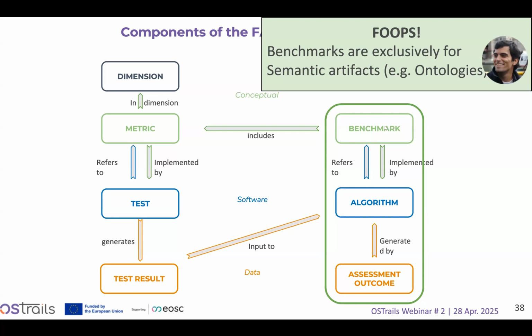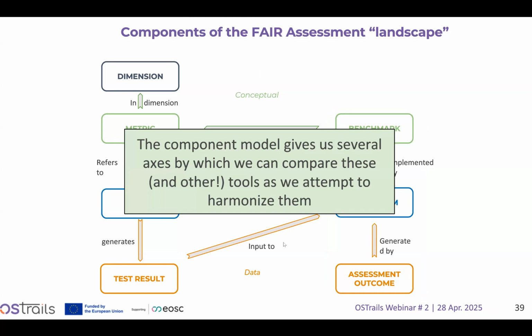So those are very extreme examples of divergent purposes in FAIR assessment tools, although they're both FAIR assessment tools. So you'll see, as I said, it's not just the metrics, it's not just the tests, it's not just the metadata expectations, it's the tools themselves that are designed to behave differently. And so now that we have this component model, we have a set of axes by which we can compare those 30 different tools, so not just FOOPS and the Evaluator, but all of the tools. And that helps us figure out where the alignment needs to happen to harmonize them.